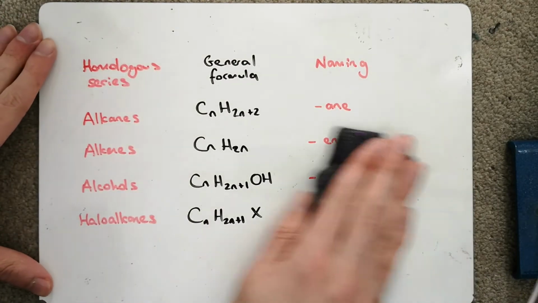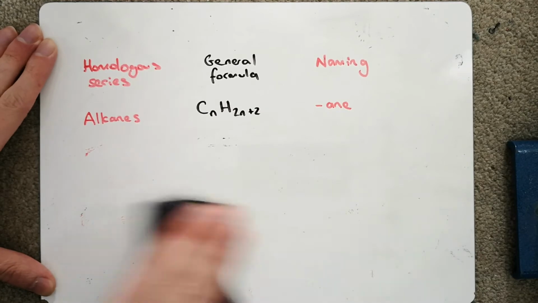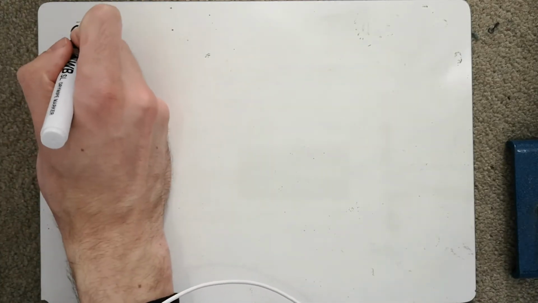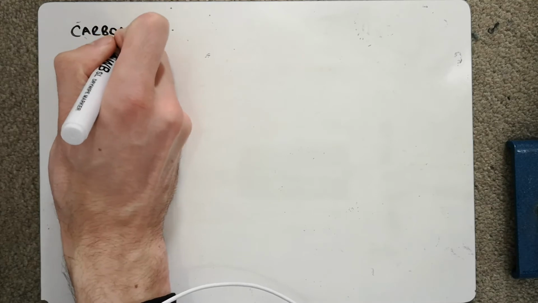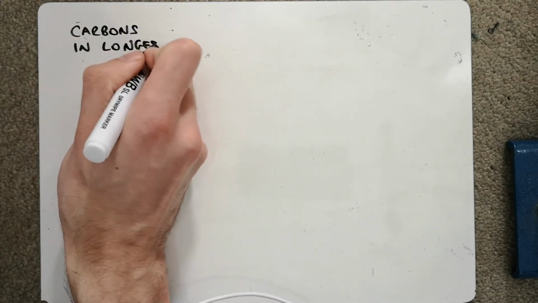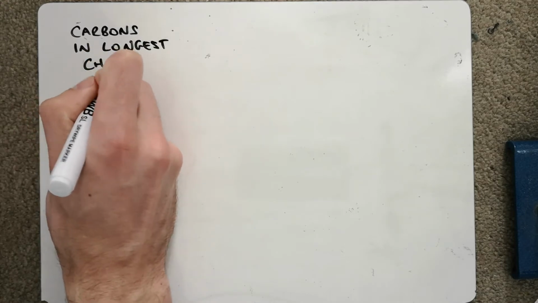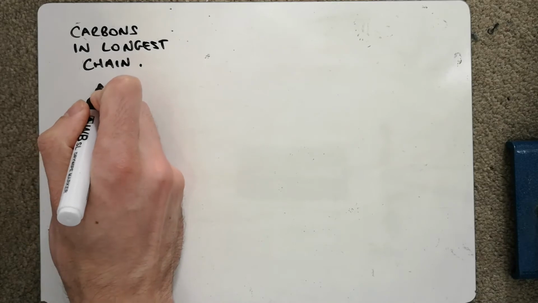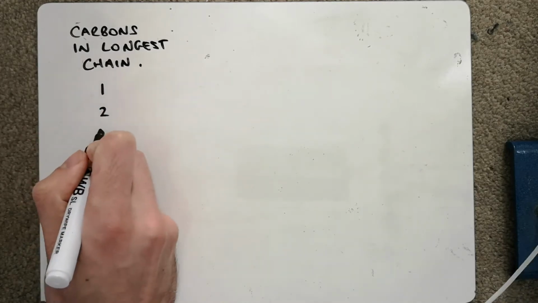Now the next table we need to look at are the prefixes we use for the length of the carbon chain. What we do is count carbons in the longest chain. We do get side chains, and we don't count the side chains when we're looking for the longest chain. We'll have a look at some examples of these after I've done this, and we'll go up to 9.